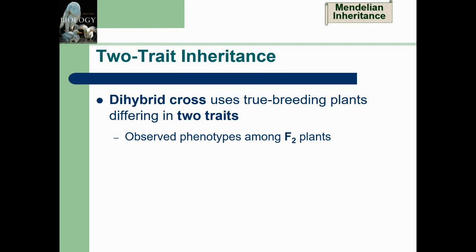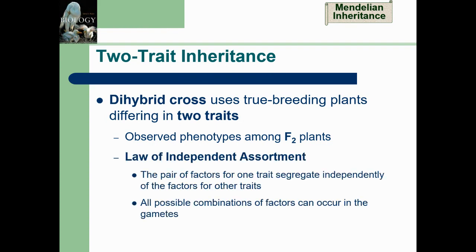From the results, which we'll get to in a minute, Mendel came up with the law of independent assortment. We talked about independent assortment during meiosis. Without knowing chromosomes or alleles or genes, what Mendel said was the pair of factors for one trait segregate independently of the factors for other traits. So that all possible combinations of factors, which are Mendel speak for alleles, can occur in the gametes. I can get any combination. Just because I had tall purple plants and short white plants in my P generation, and then all tall purple in my second, when I crossed those, I'm not only going to see tall with purple and short with white. I'm going to get tall with white and short with purple, any combination.